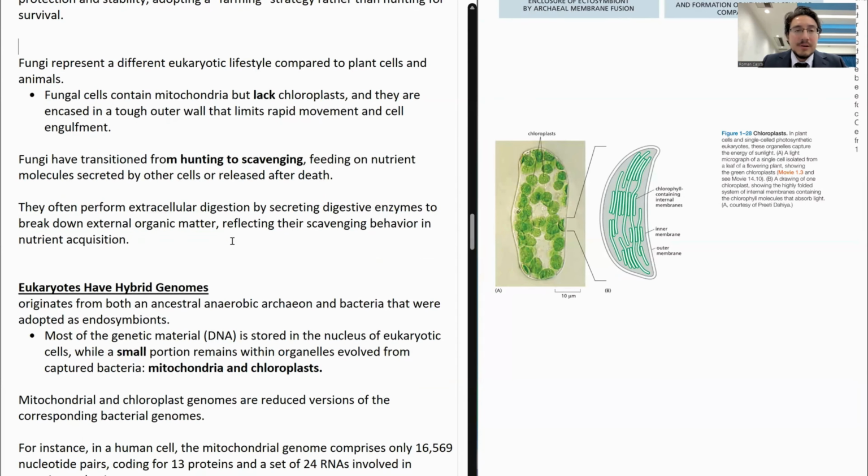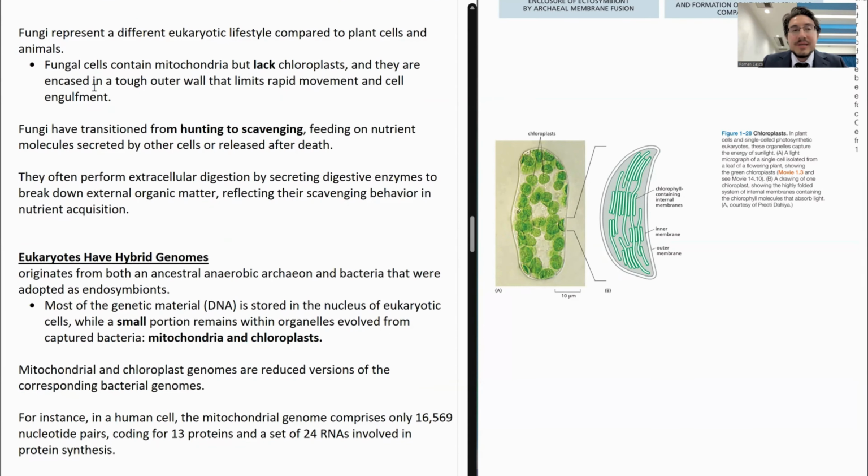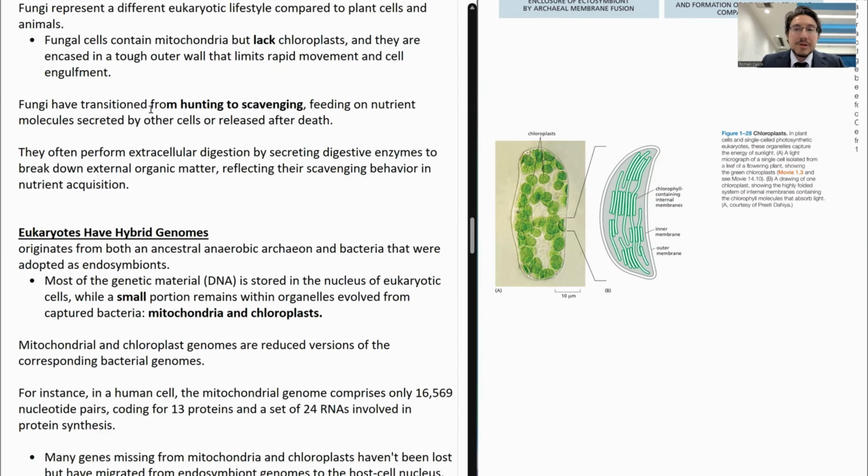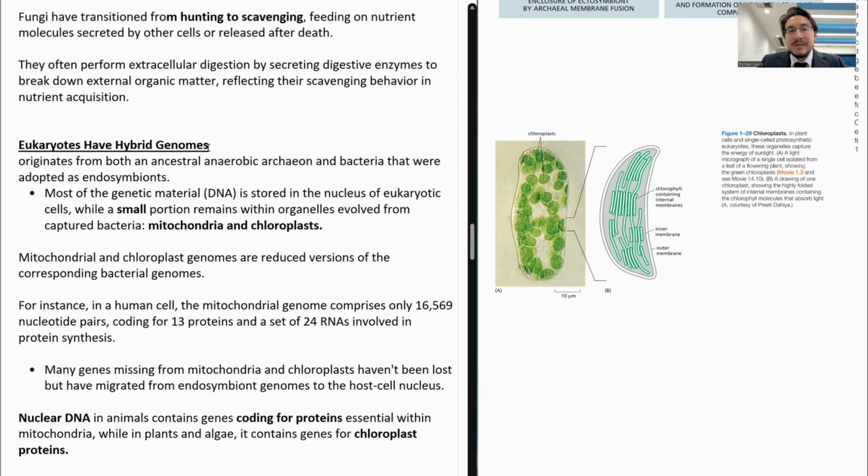Fungal cells are also interesting there. They represent a different type of lineage, or a lifestyle that's different from strict heterotrophs or strict autotrophs. They contain mitochondria, but they don't have chloroplasts, so they can't photosynthesize. They do have a cell wall, different from a cellulose cell wall. They have a chitin cell wall, but it is a tough outer wall. It does limit rapid movement and cell engulfment, but instead of constantly hunting, they're basically scavenging.